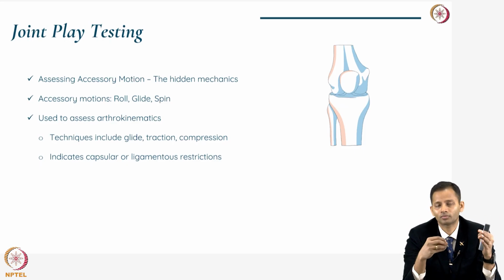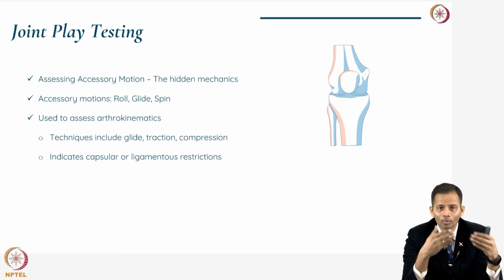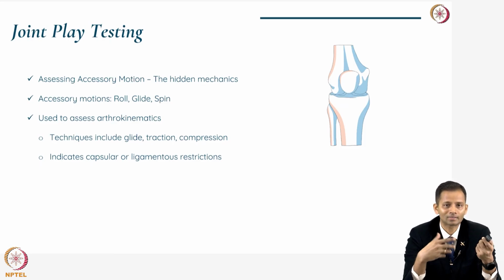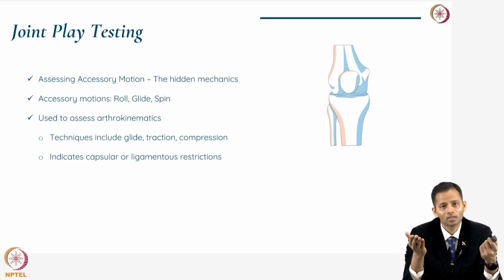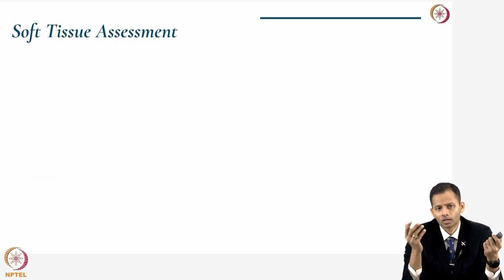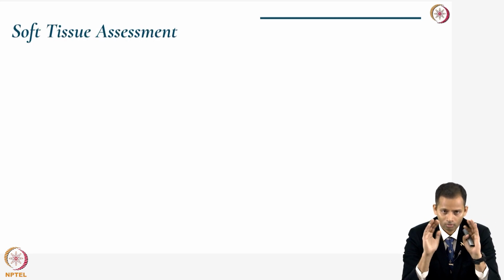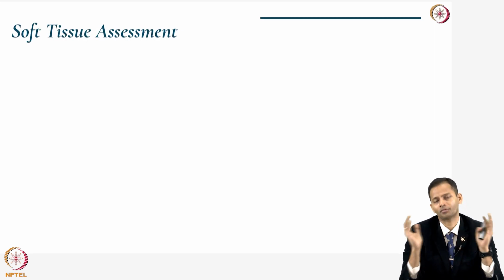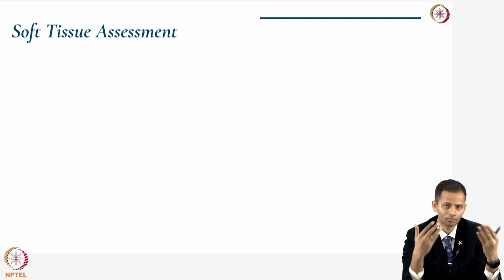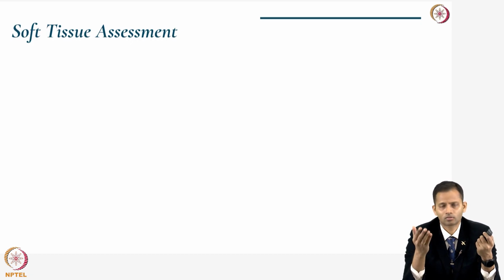So, this kind of joint play testing helps to assess the movement that is available for the distal segments. The support given by the capsule and the ligaments can be estimated using this test. So, the next important one is soft tissue assessment. As we know, it is not only the joint; the surrounding soft tissue also influences joint mobility. Right. So, how do you do this soft tissue assessment?